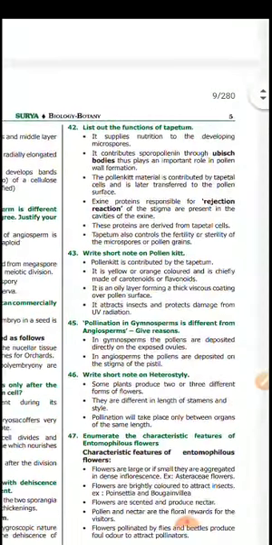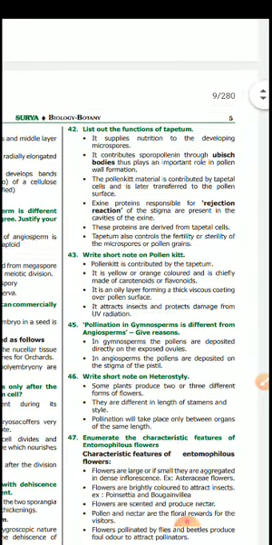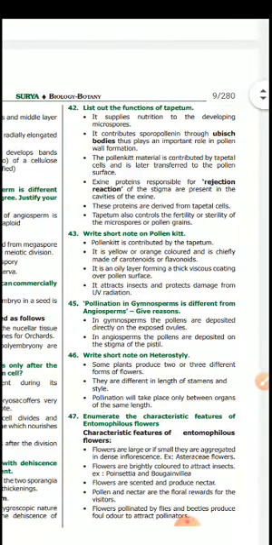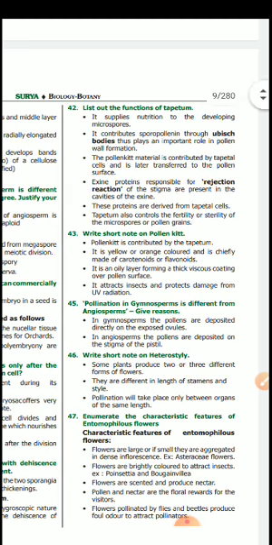Another question: list out the functions of the tapetum. It supplies nutrition to the developing microspores. It contributes the sporopollenin through the Ubisch bodies. The pollen kit material is contributed by the tapetal cells and later transferred to the pollen surface. Exine proteins responsible for the rejection reaction on the stigma are present in the cavities of the exine. These proteins are derived from the tapetal cells. The tapetum is very important because it controls fertility and sterility also. It surrounds the microspores and pollen grains.